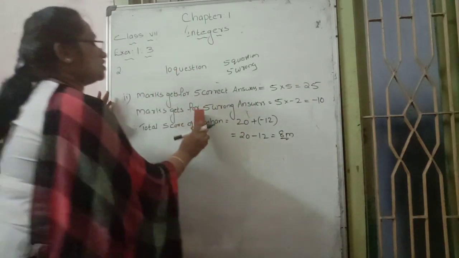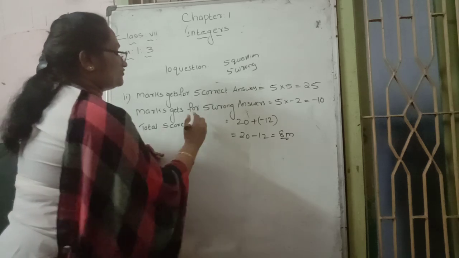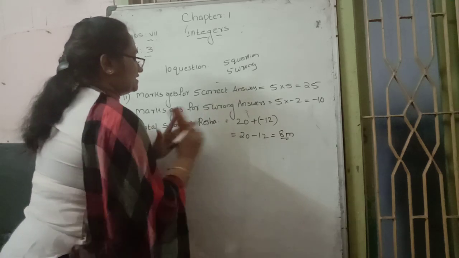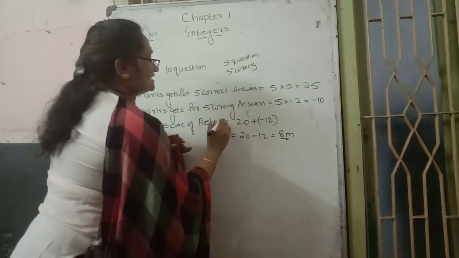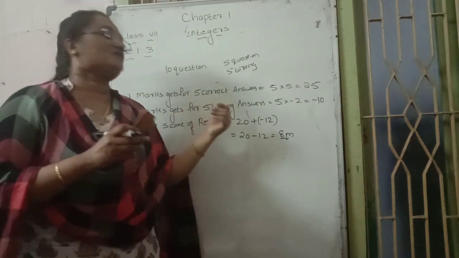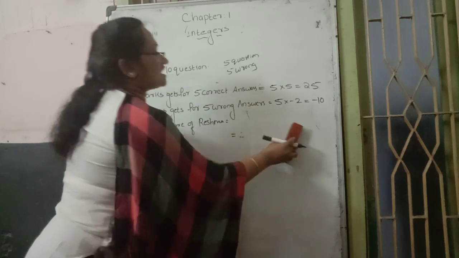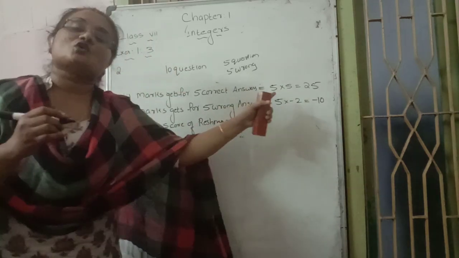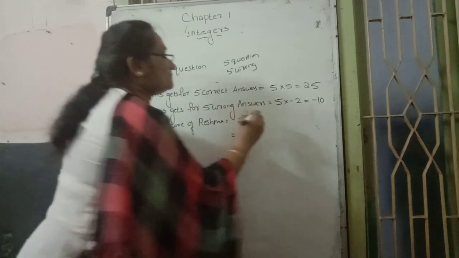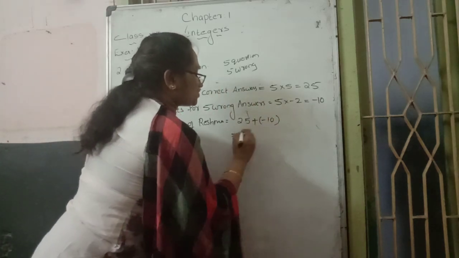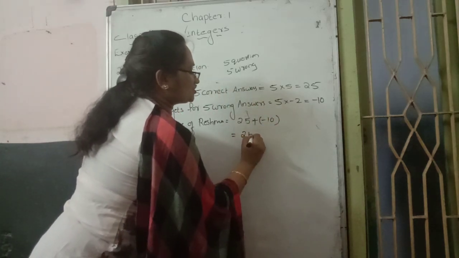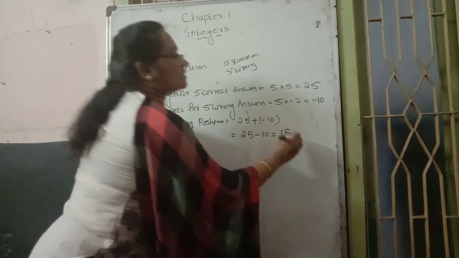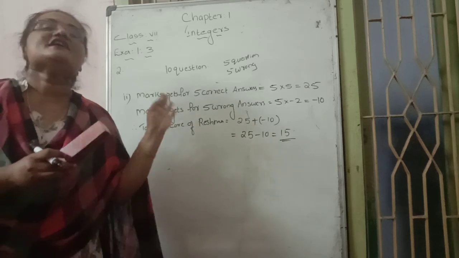The total score of Reshma. Therefore, total score of Reshma, how much? Correct answer mark, that is 25, plus wrong question mark, that is -10. So plus and minus change to minus. So 25 minus 10, because how much mark? 15 mark only she got for the exam.